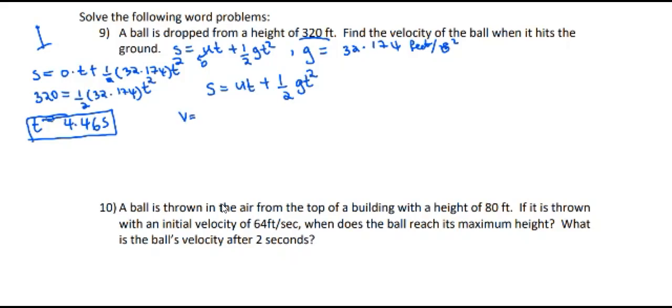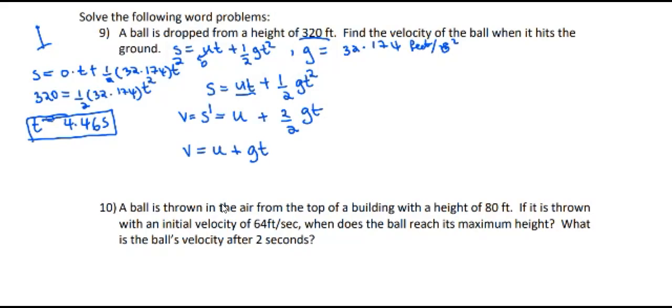So v is equal to s prime, which is equal to u, since we're differentiating with respect to t. If we differentiate this with respect to t, we just get u, plus, if we differentiate this with respect to t, we bring the 2 down here, so we have 2 over 2 gt. So our formula for velocity is v is equal to u plus gt.